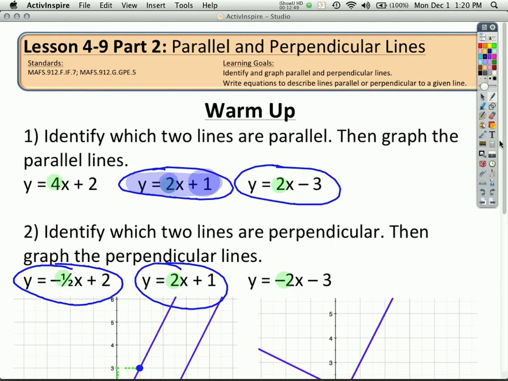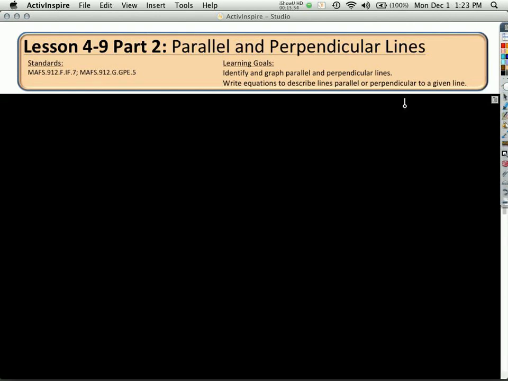Anything else? Good. So, of course, you titled today's lesson 4-9 Part 2. It is being treated as a separate lesson, even though it's Part 2 of the same idea. So this will be graded separately. And our goals are to further our understanding of parallel and perpendicular lines.